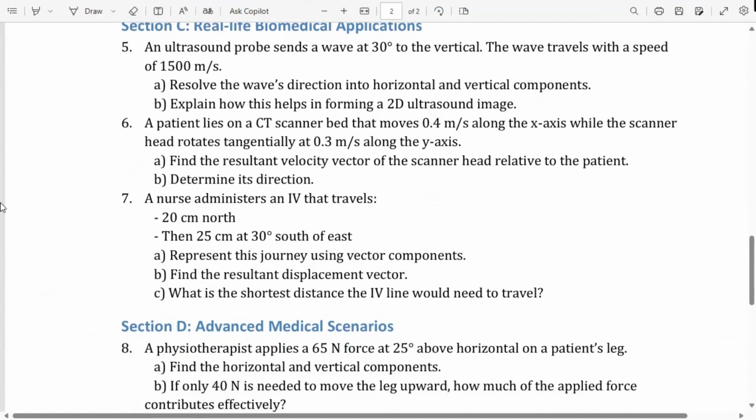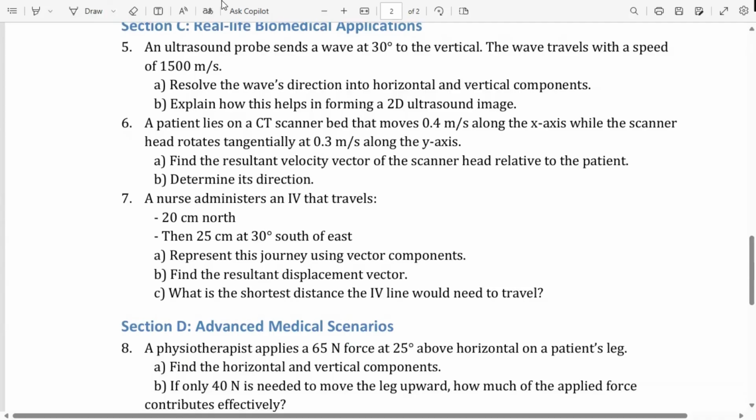Let's look at question number 5. An ultrasound sends a wave at 30 degrees to the vertical. The wave travels with a speed of 1,500 meters per second. Question A: resolve the wave's direction into horizontal and vertical components. Question B: explain how this helps in forming a two-dimensional ultrasound image.